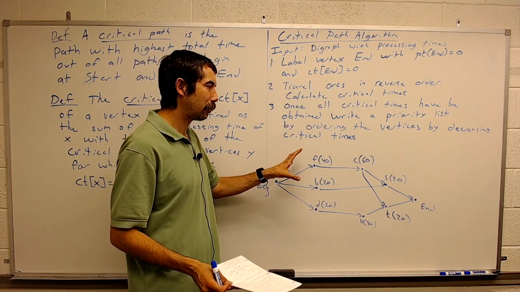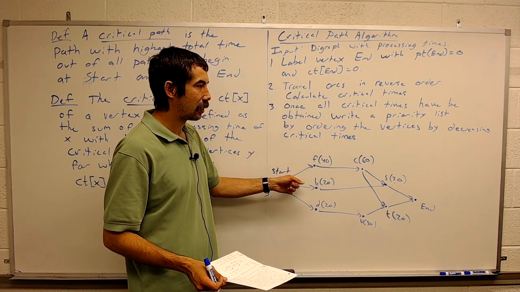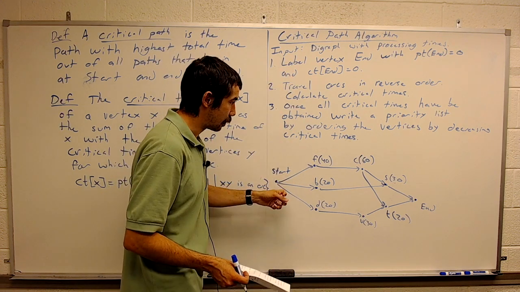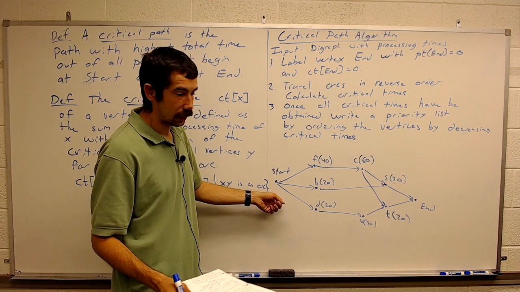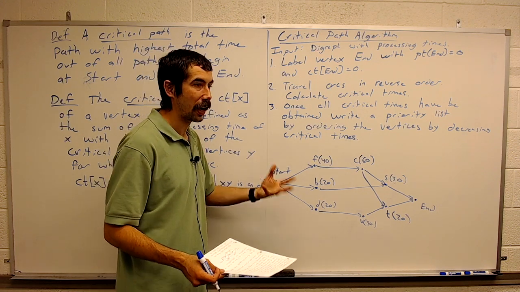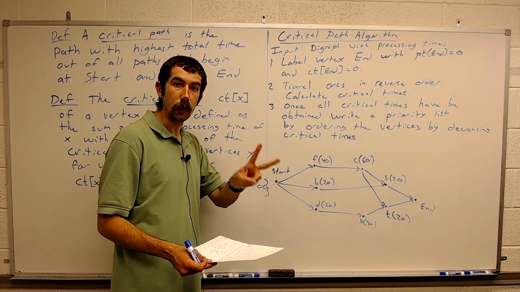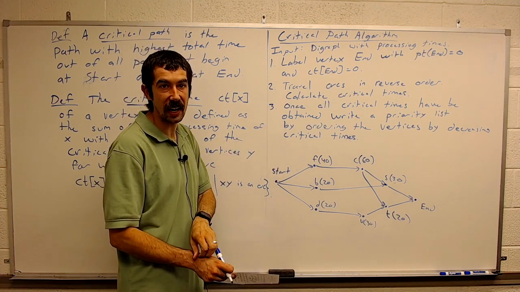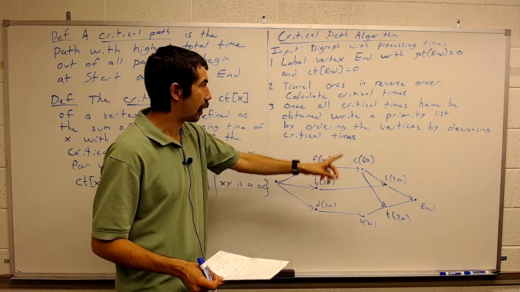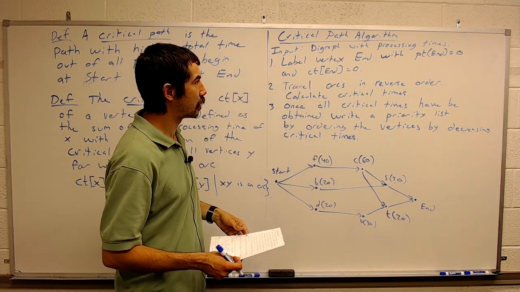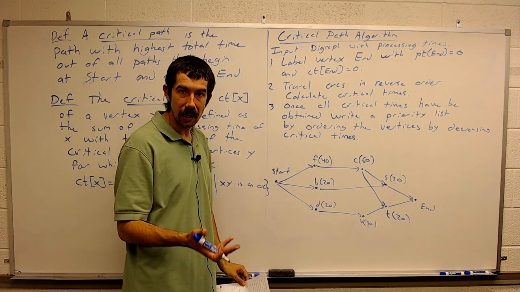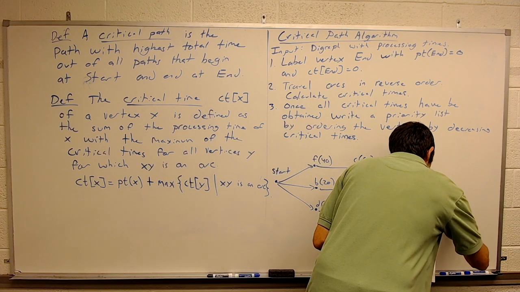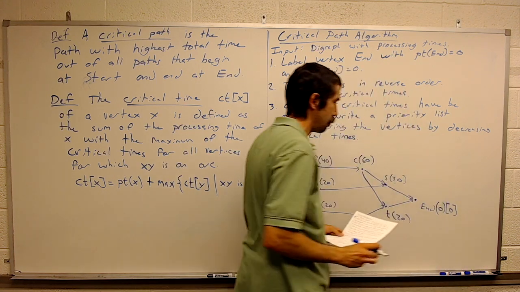Okay, let's work through an example. Let's apply this algorithm to this directed graph. All right, and then we're going to actually create a schedule using 2 people. All right, so once we get our priority list, I'll show you how to actually assign tasks. All right, first step, label the end vertex with processing time 0, critical time 0.